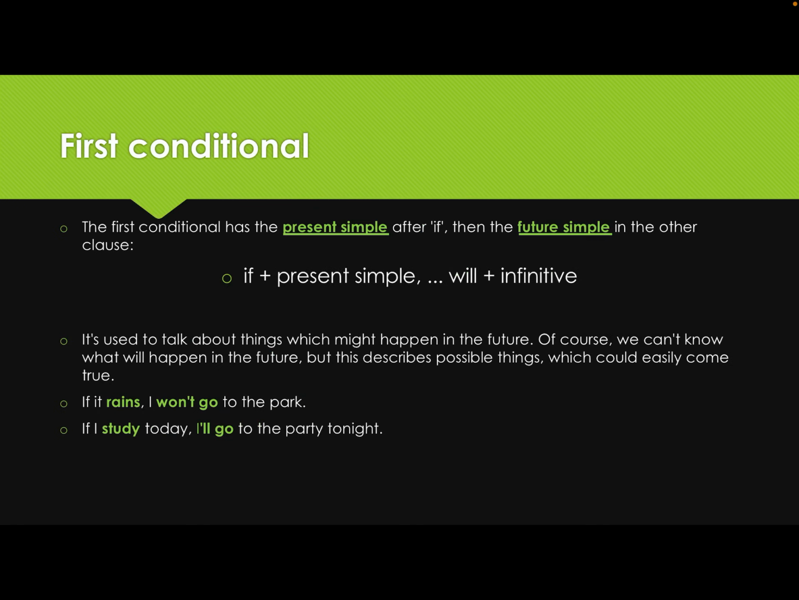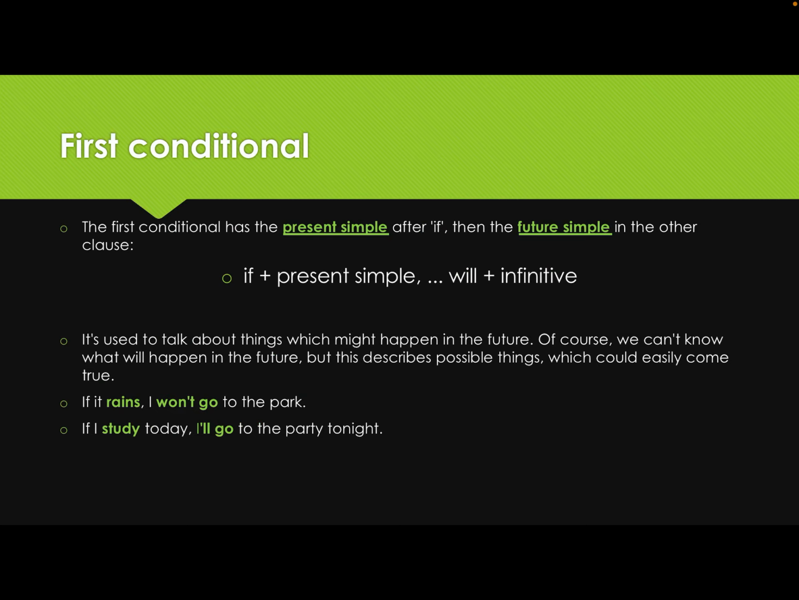Now, we will be seeing the first conditional. The first conditional has the present simple after if, then the future simple in the other clause. So the structure will be if plus present simple, then will plus infinitive. It's used to talk about things which might happen in the future. Of course, we can't know what will happen in the future, but this describes possible things which could easily become true.